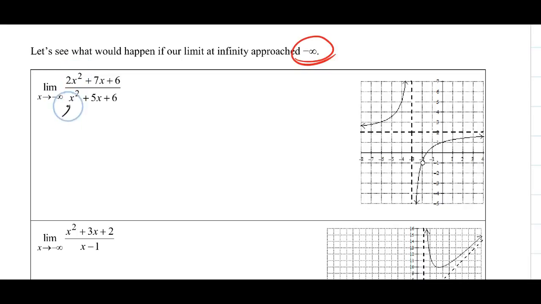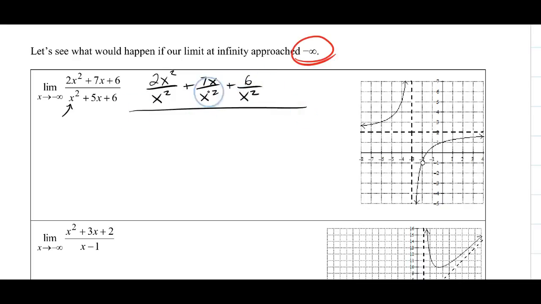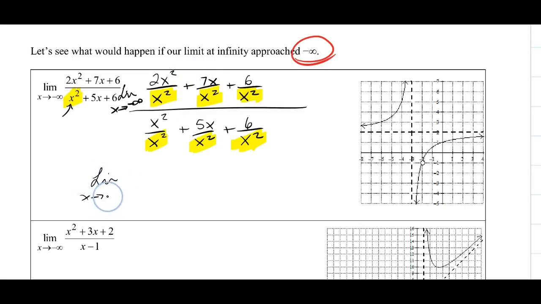Dividing everything by my highest power in the denominator. Highest power is x squared. 2x squared over x squared, plus 7x over x squared, plus 6 over x squared. Limit as x approaches negative infinity. The denominator, I get x squared over x squared, plus 5x over x squared, plus 6 over x squared. So I've divided everything by the highest power of x in the denominator. Now I can reduce. This equals the limit as x approaches negative infinity of 2 plus 7 over x plus 6 over x squared all over 1 plus 5 over x plus 6 over x squared.